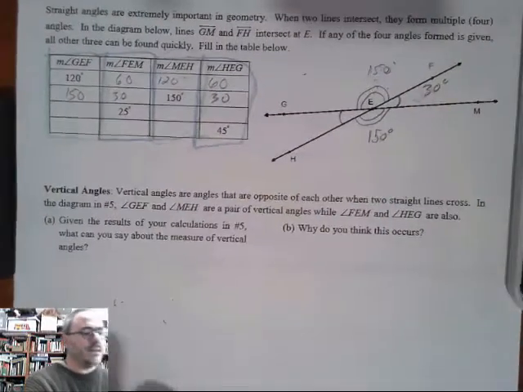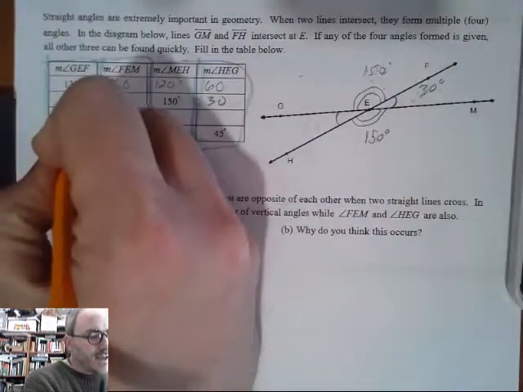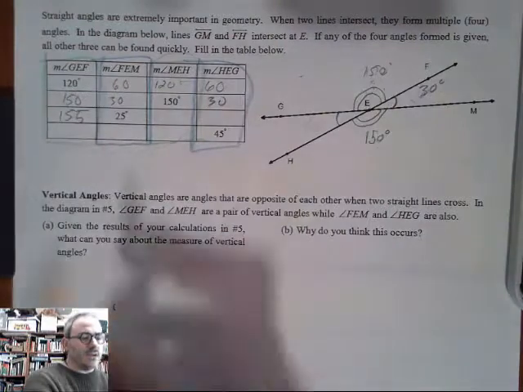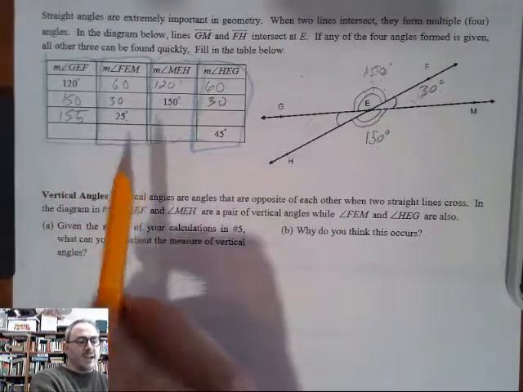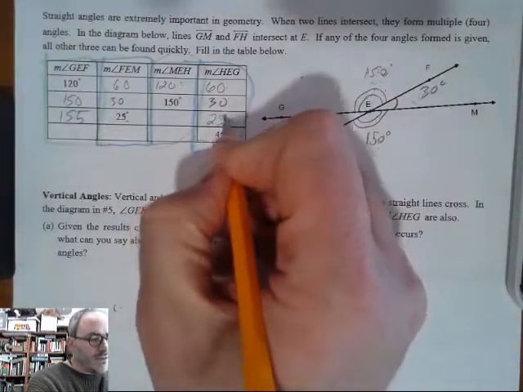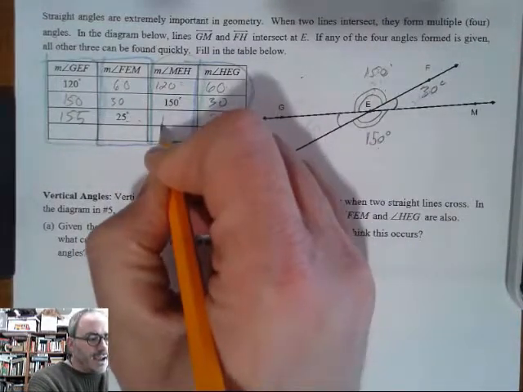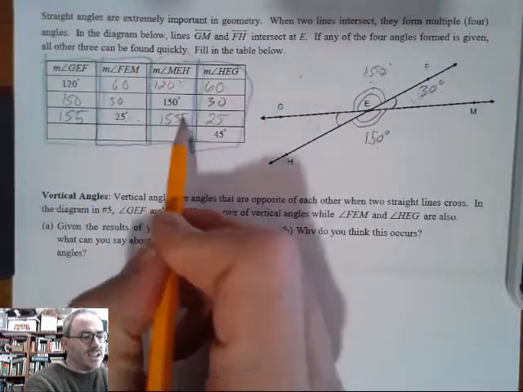155. So I know that this is 155 degrees because that one's 25, and I need this number and this number to add up to 180. I know that this one has to be 25 because these are vertical, and I know this one has to be 155 because these are vertical.